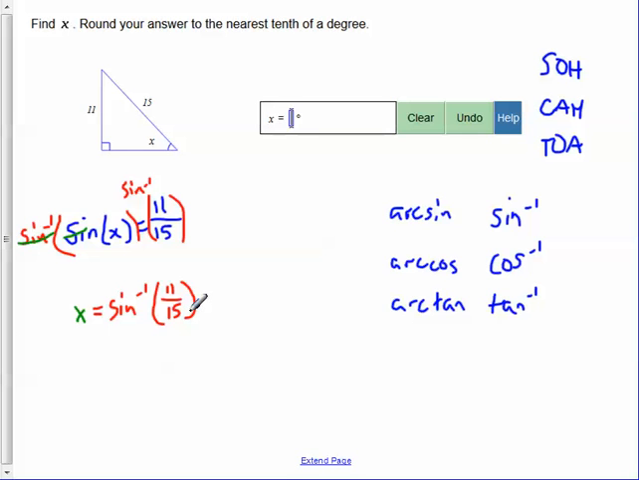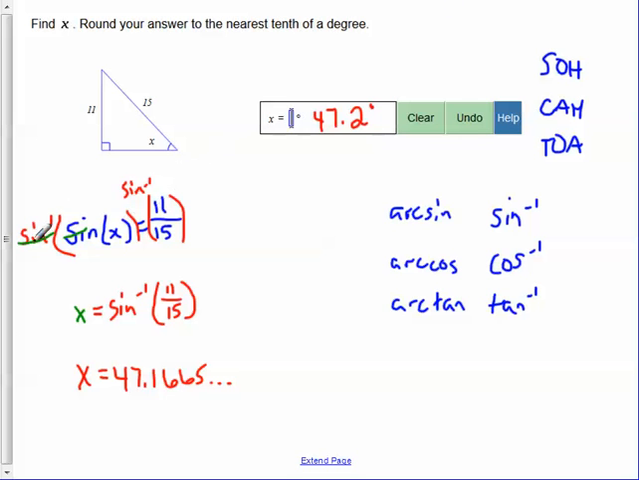Now, just like before, you have that button on your calculator. So you can just punch the arc sine button of 11 divided by 15, and that's going to give you a number. In this case, x is 47.1665, and then a bunch of other numbers. Again, we're supposed to round to the nearest tenth. So that means that this angle here is a 47.2 degree angle, which makes sense if we look at it. It looks like it's about 47.2 degrees if you were to actually look at it.